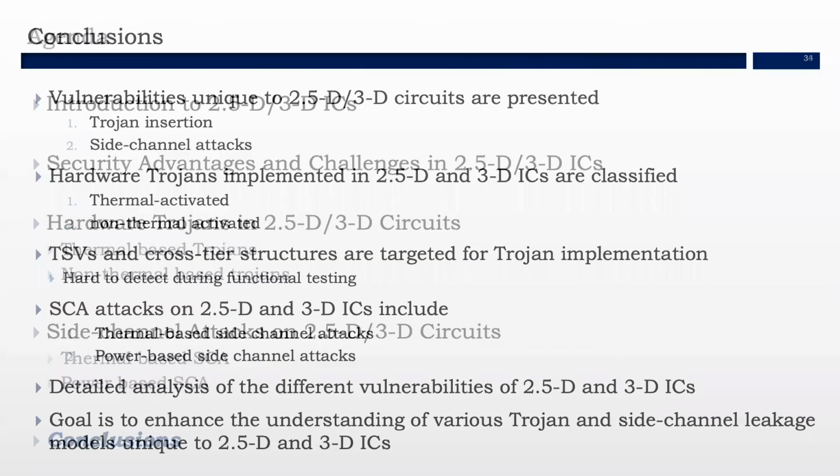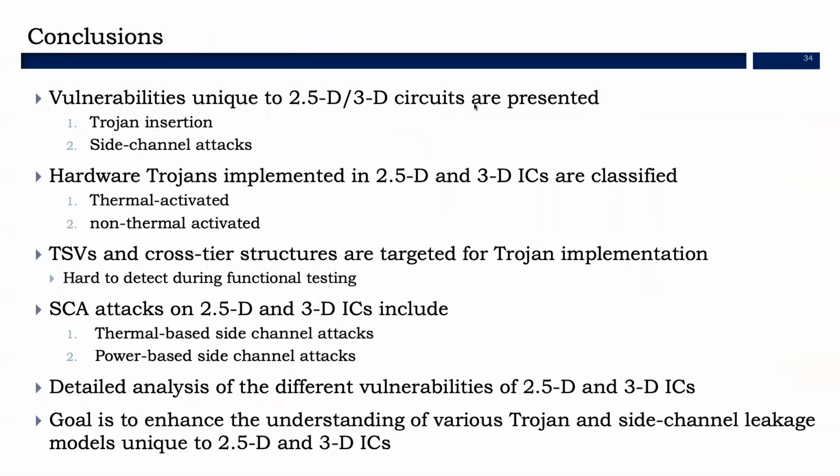This is the conclusion. So the vulnerabilities of 2.5D and 3D IC in form of Trojan insertion and side channel analysis are presented. The hardware Trojans are further divided into thermal activated and non-thermal activated, and TSVs and crosshair structure are used for thermal implementation, and these are very hard to detect during testing because of the difficulty and complexity in the testing procedure. And the side channel attacks on 2.5D and 3D IC include power and thermal-based side channel attacks, and a detailed analysis of different vulnerabilities of the 2.5D and 3D ICs is presented.